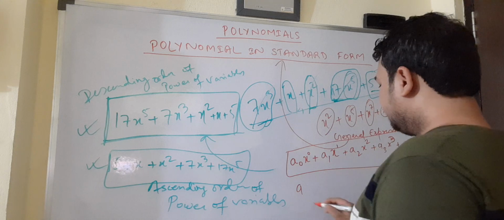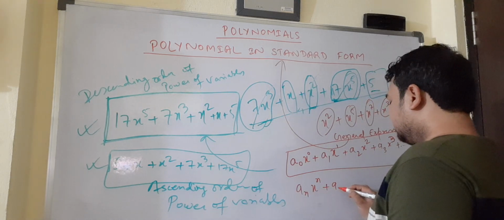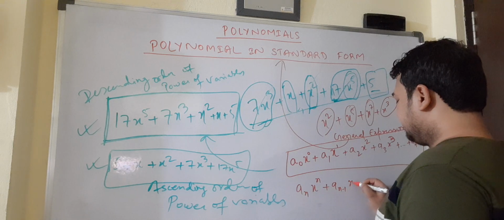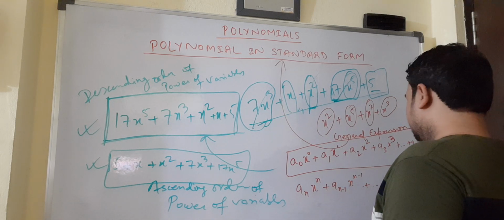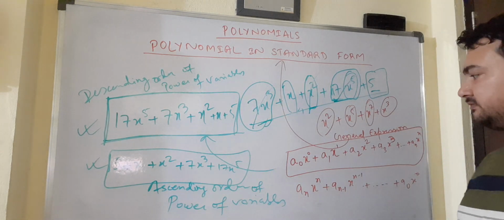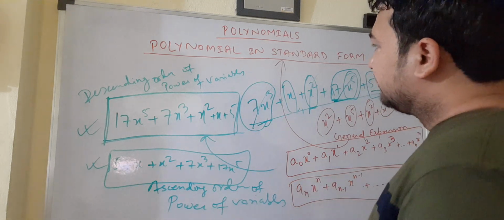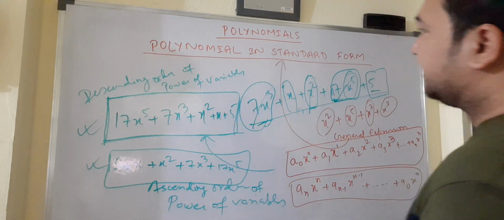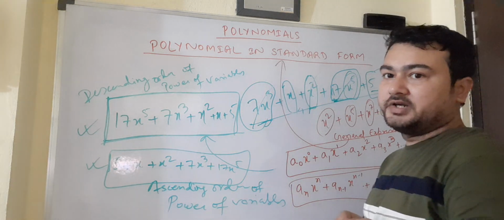The highest power, a n x to the power n, then 1 less than this, and so on till a0 x power 0. Isn't it? So the standard form can be either in the form of descending order of power of variables or ascending order of power of variables.